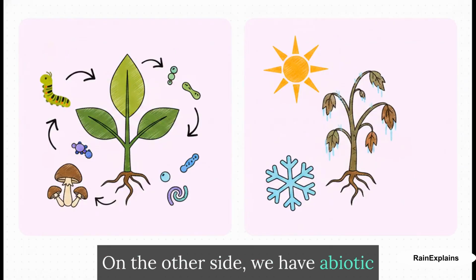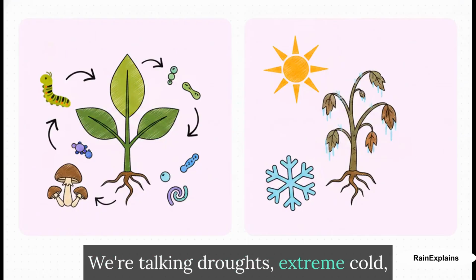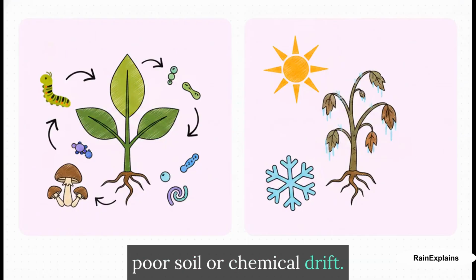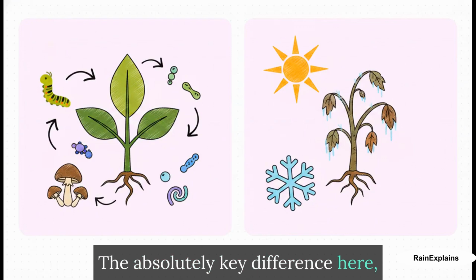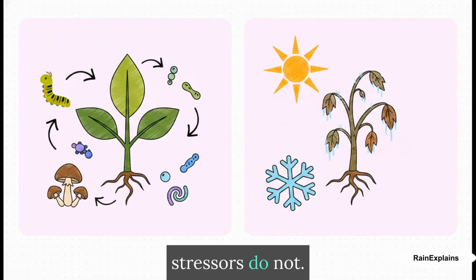On the other side, we have abiotic factors. These are the non-living environmental stressors. We're talking drought, extreme cold, poor soil, or chemical drift. The absolutely key difference here, biotic problems can actually spread from plant to plant, whereas abiotic stressors do not.